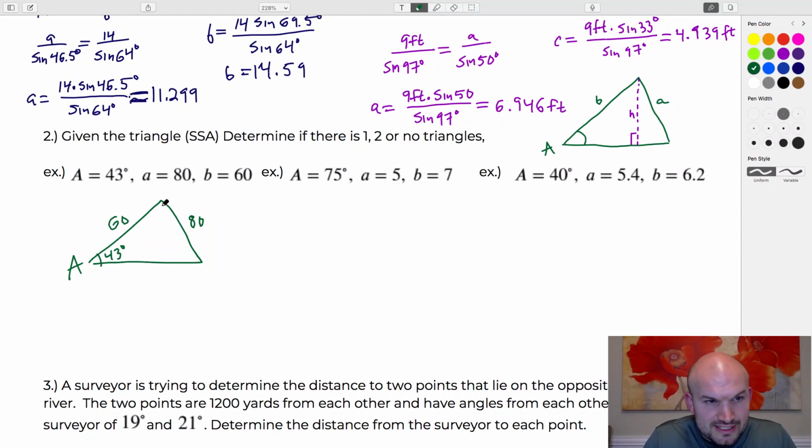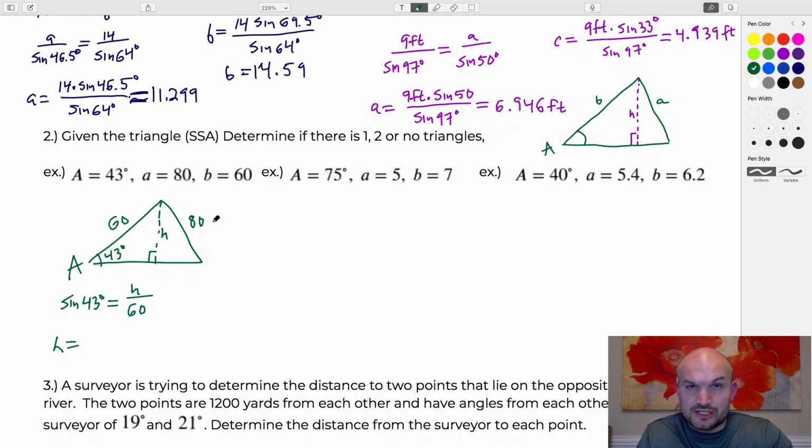To figure out the height, I'll do it once this time, and then hopefully I'll show you these patterns. You can see that the sine of 43 degrees equals opposite over hypotenuse. Therefore, the height is equal to the near side, the side little a across the triangle, times the sine of the one angle you're given. This works every single time. So let's figure out what this is: b is 60 times the sine of 43.